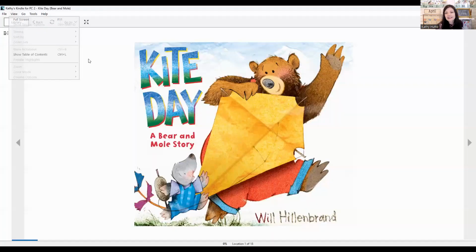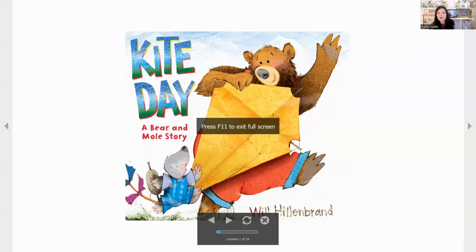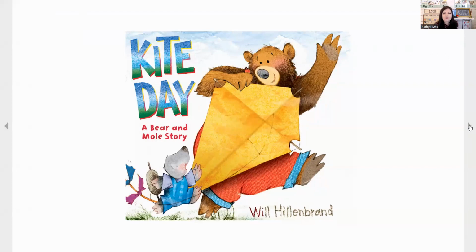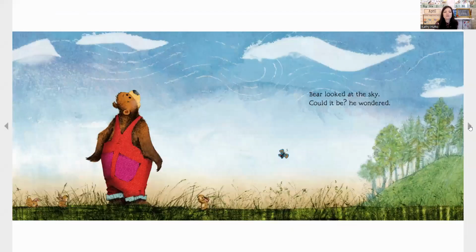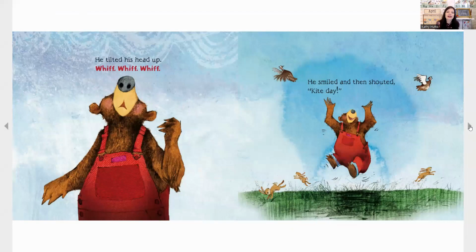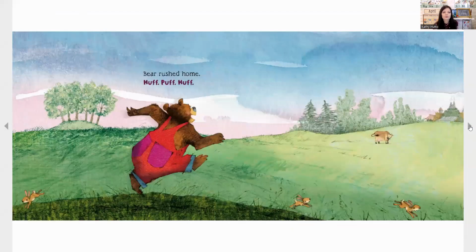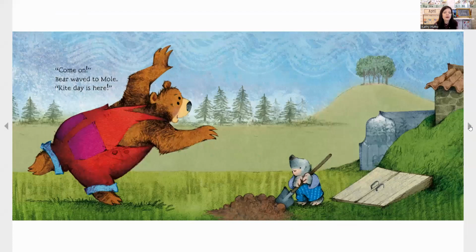Well, it's time for story time, and our book today is called Kite Day. Kite Day is by Will Hillenbrand. Bear looked at the sky. Could it be? He wondered. He tilted his head up. Whiff, whiff, whiff. He smiled and then shouted, Kite Day! Bear rushed home, huff, puff, huff, puff. Come on, Bear waved to Mole. Kite Day is here.